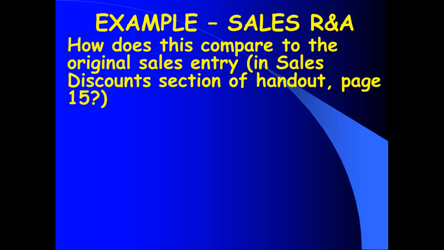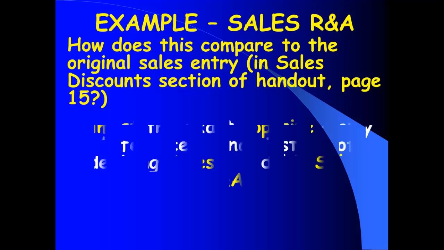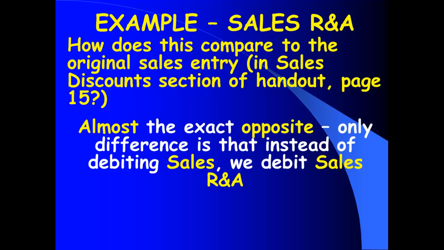Almost flipped, almost reversed, right? Can you tell me one account that is not exactly reversed one for one? Sales. In the original sales entry, we credited sales. In the return, do we debit sales? No, but we debit sales, R&A, returns and allowances instead. So the entry for the return is almost the exact opposite of the entry for the sale. The only difference being that instead of debiting sales, we debit sales, returns, and allowances instead.